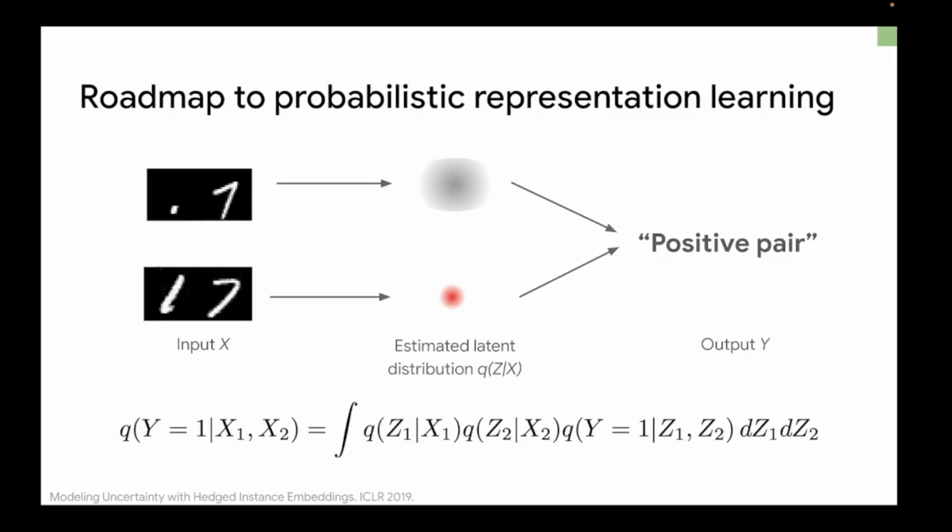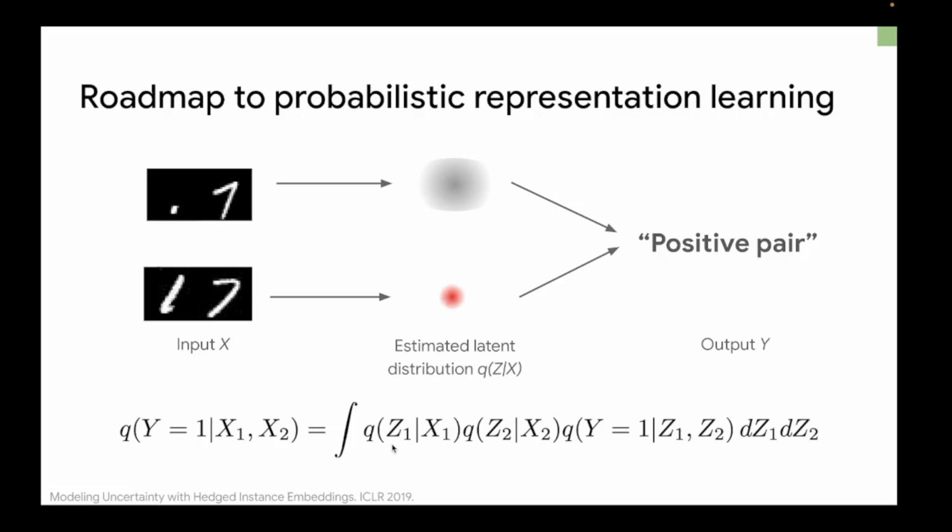We treat the latent distribution as some latent variable, of course. And then from that, we try to construct a probability of positive pair given X1 and X2. We can write it down as some factorization here, summation over all possibilities of Z1 and Z2 in this intermediate representation.